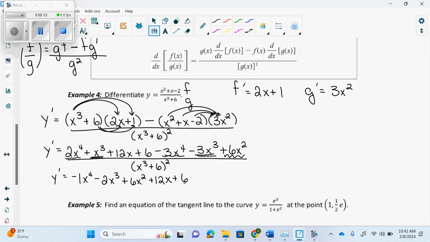There's not an x I can take out. There's not a number I can take out. It's as good as it gets. There's no GCF. And the bottom is x cubed plus 6, squared.